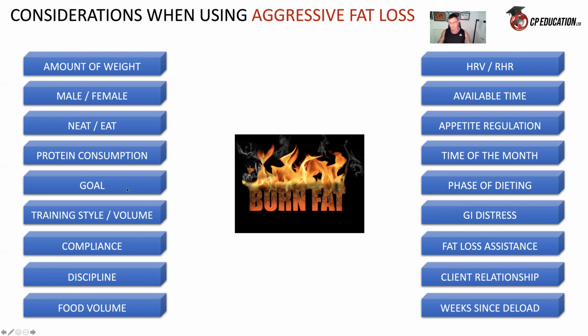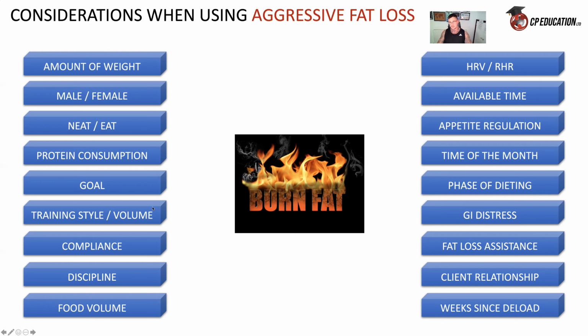You've got to look at their actual goal. When is their goal and what is the type of goal? Does it warrant that type of approach? You've got to remember, with aggressive fat loss, you've got a high drop-off effect. It is going to require a certain type of client. If someone is going through really high volume training, you don't want to be dropping them into aggressive fat loss because they are not going to be able to deal with it. And also training style.